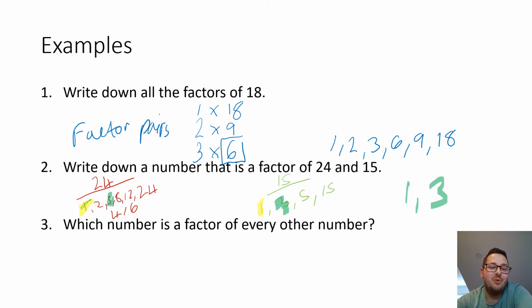Okay, number 3, which number is a factor of every other number? Okay, well, you'll have noticed it's been cropping up in every question, but the number 1 always goes into every number. So which number is a factor of every other number? It is the number 1.